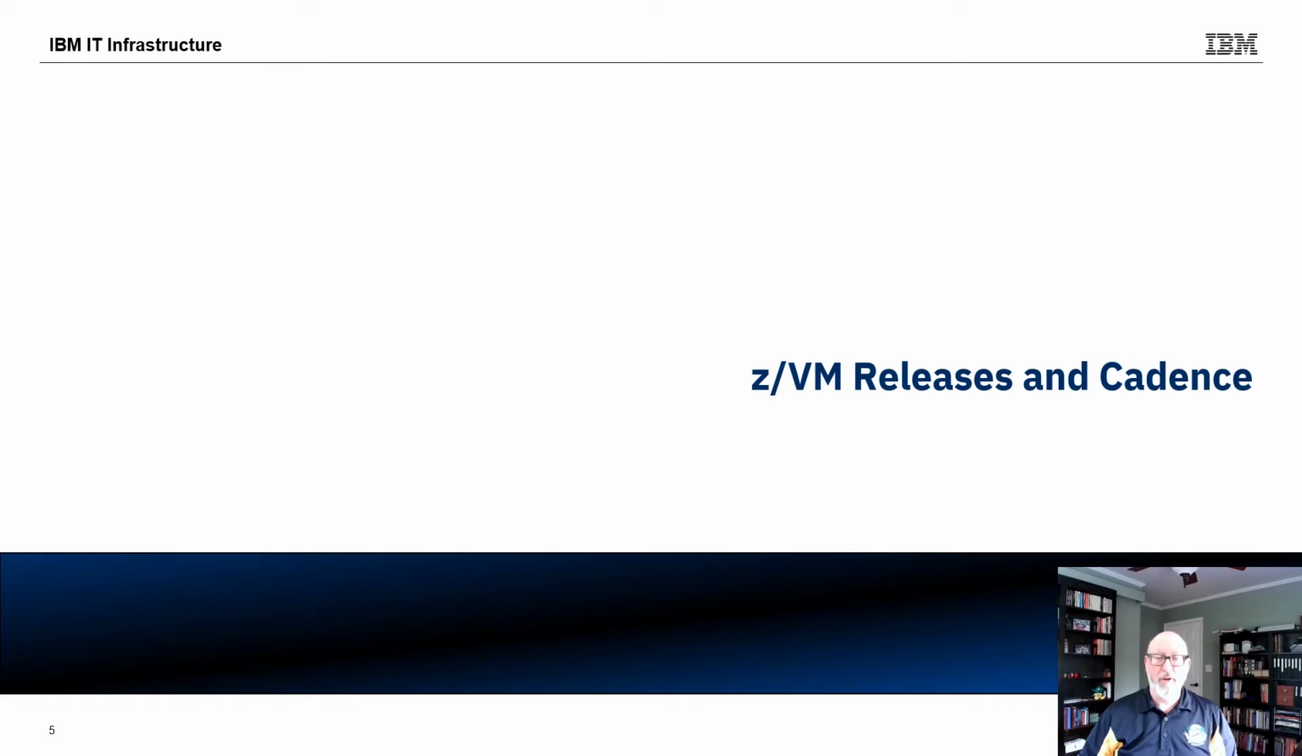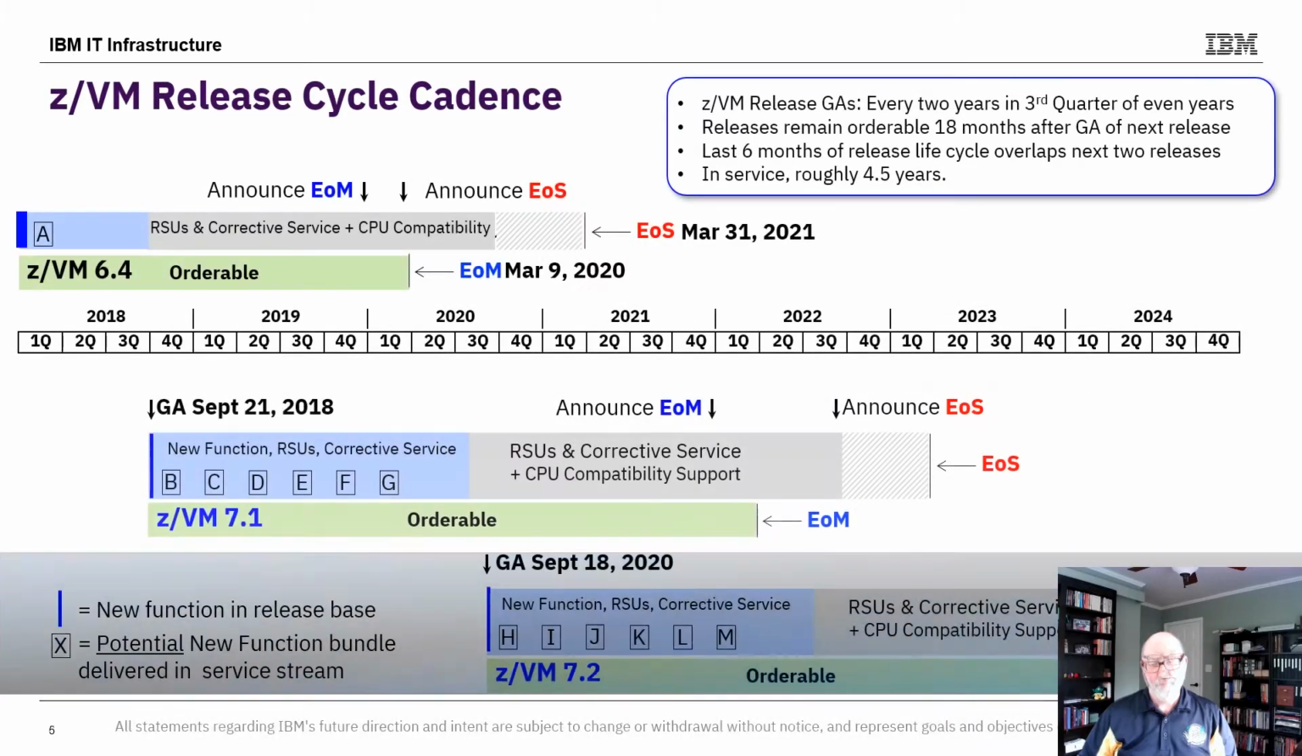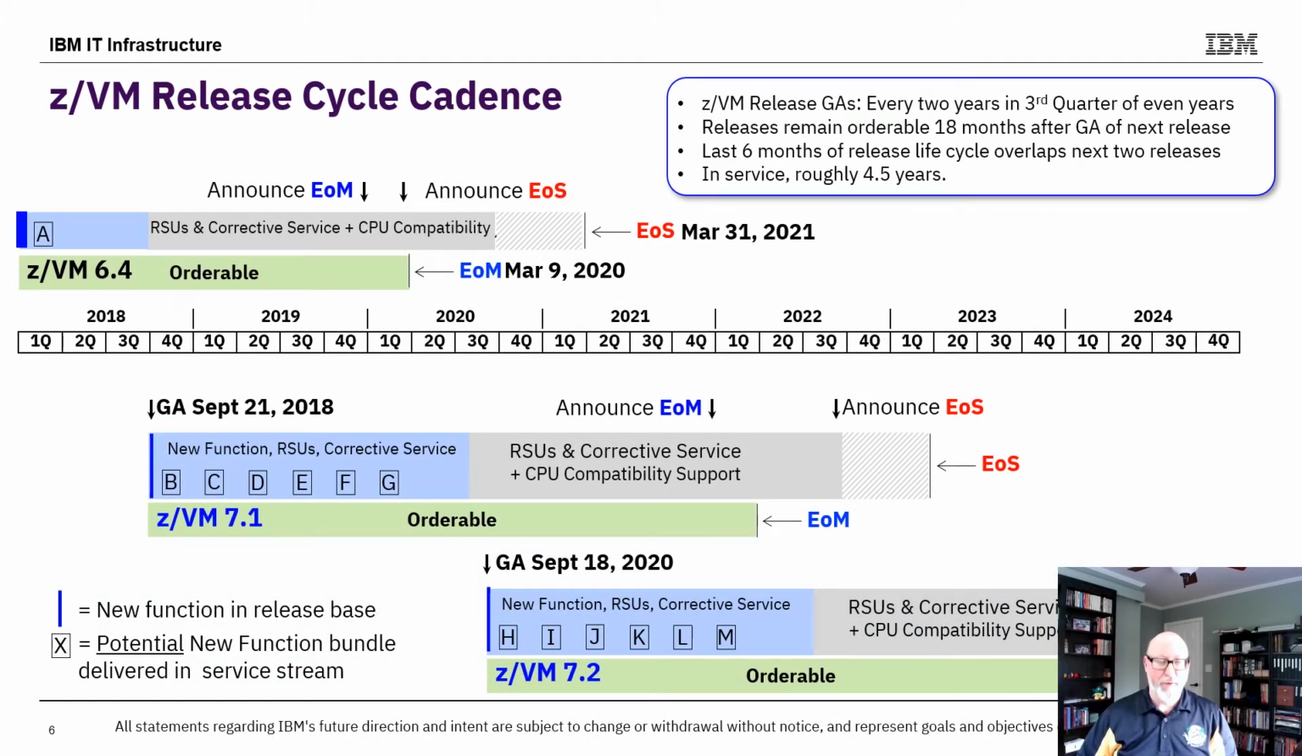So we're going to start out with just the z/VM releases and their cadence. This chart should look familiar to a lot of you. At a high level, there's a new release of z/VM every 2 years, typically in September of even years. It will be in support for approximately 4.5 years. When a new release of z/VM comes out, we stop shipping new function on the previous release. So z/VM 7.2 shipped in September of 2020, and we stopped putting out new function APARs and enhancements in the service stream to 7.1.